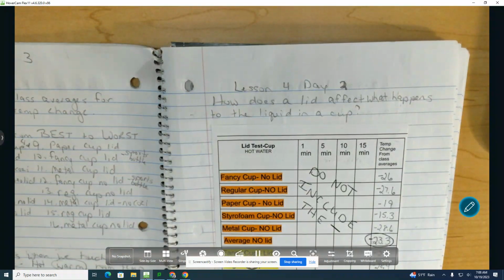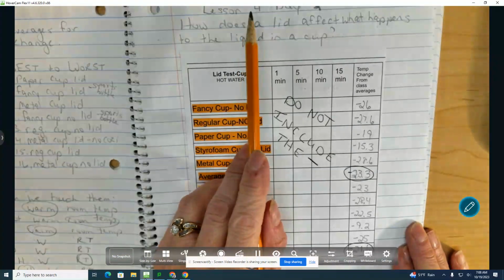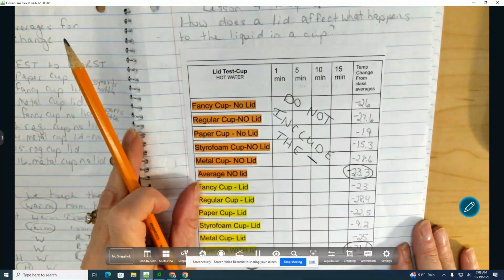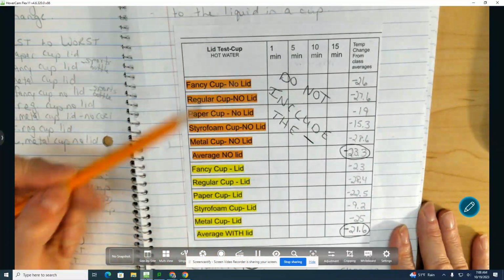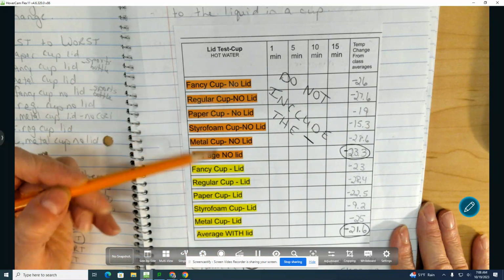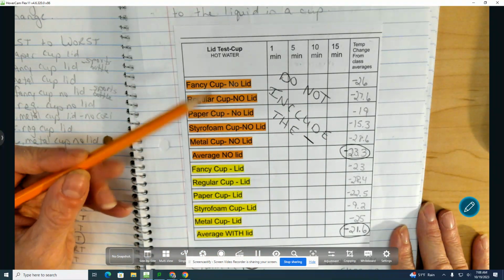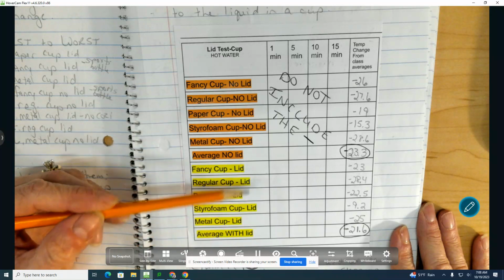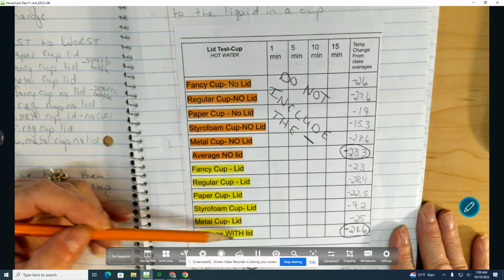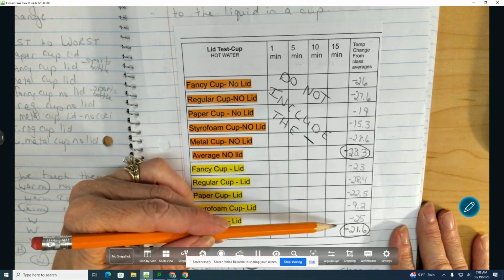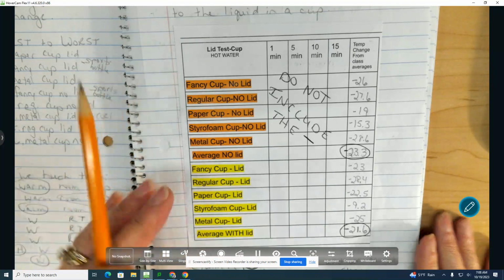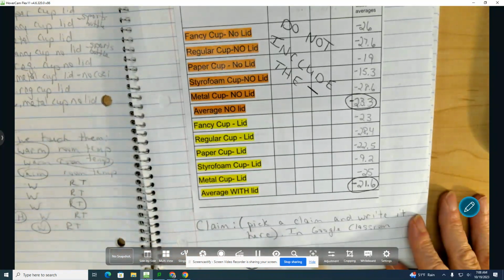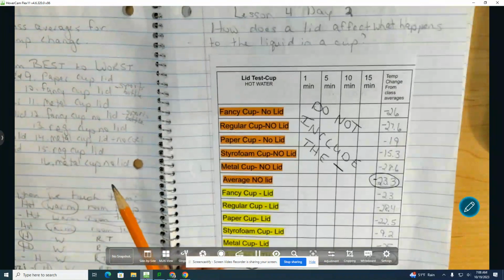That led us to lesson 4, which was just using the data from the hot water lab for our lid test. What do cups with no lids do versus cups with lids? We found some interesting things about cups with lids, and this is our evidence that we were able to make a claim. We did make a claim that was in Google Classroom.